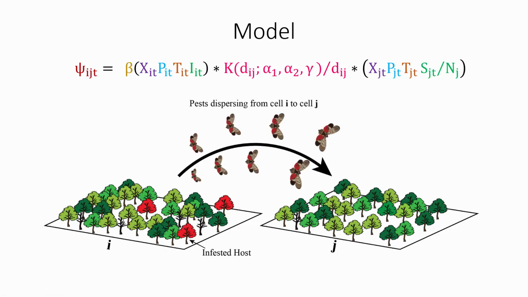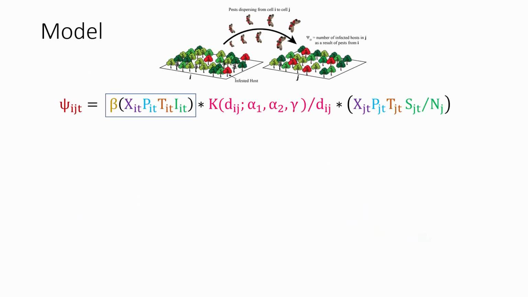Then pests disperse from cell I to cell J. Then those pests find hosts in cell J, and those hosts are now infested. Psi represents the number of hosts that are infested from the pests dispersing from cell I. Now I want to break the model down and examine each process.